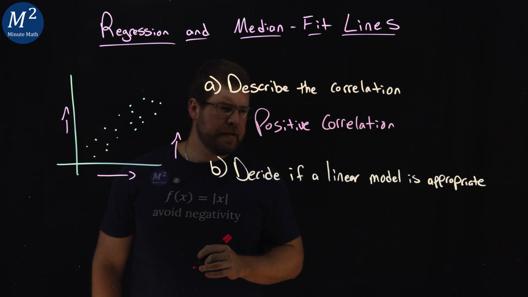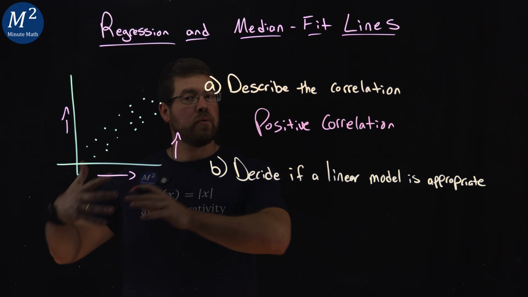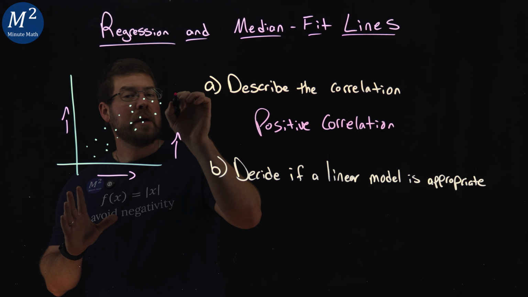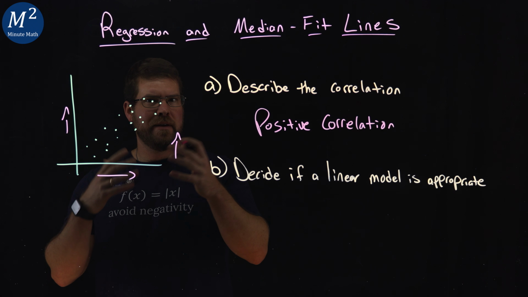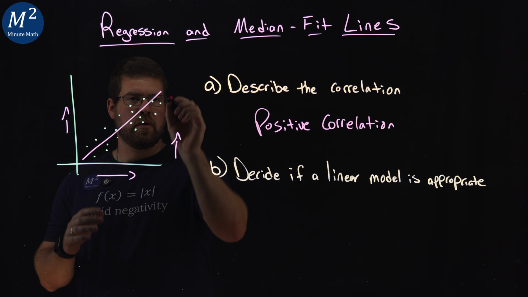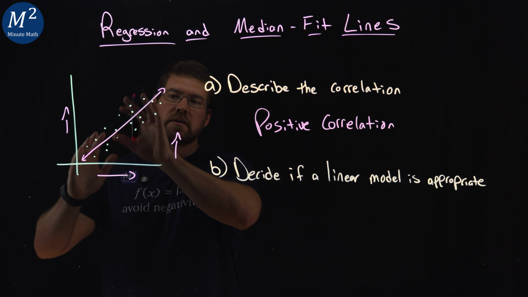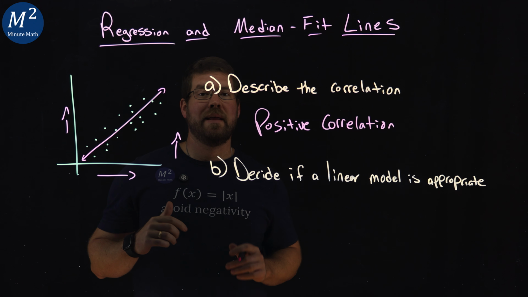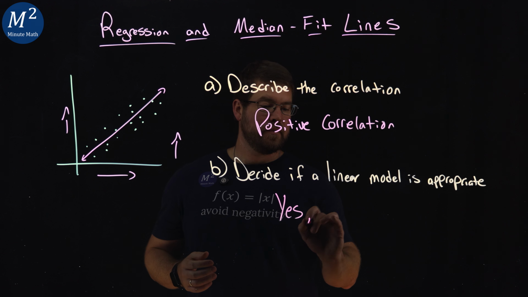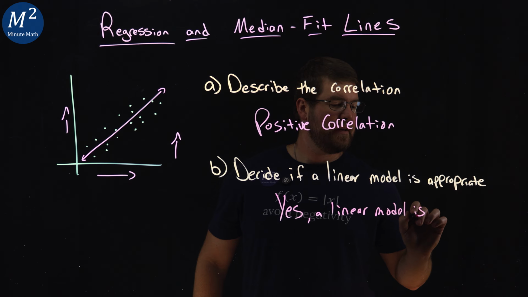Now we have to decide if a linear model is appropriate. Well, if a linear model is appropriate here for our dots, we almost can see that if we put a straight line through, it looks like it's estimating where these points are going to be. And this one does look like it. If I draw a straight line, more or less, through here, it looks like the dots here, the points on our graph, are following that trend, that correlation. So I would say yes, a linear model is appropriate.